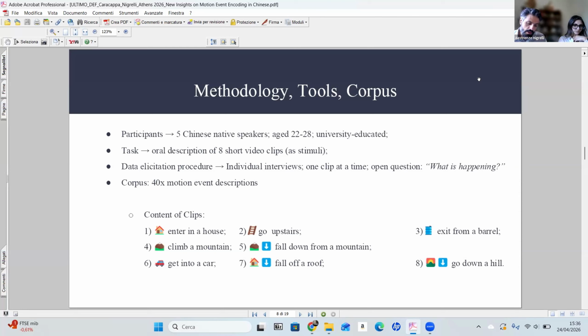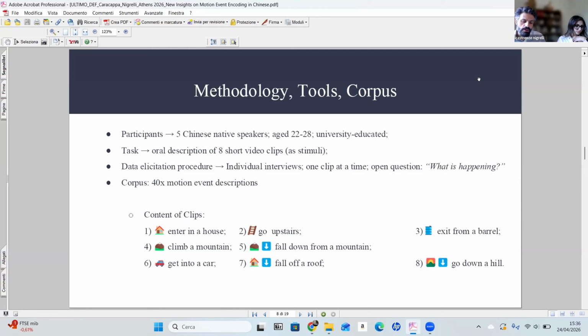To elicit the data, 8 short video clips were selected from an episode of a Mickey Mouse cartoon and used as visual stimuli to prompt participants' motion event descriptions. After watching a video, participants were individually asked the open question, "what is happening?", in order to avoid influencing their answers. The clips depict Mickey Mouse and his friends engaged in various actions.